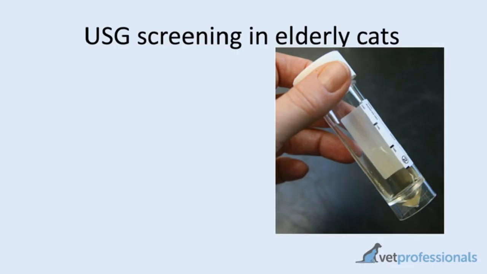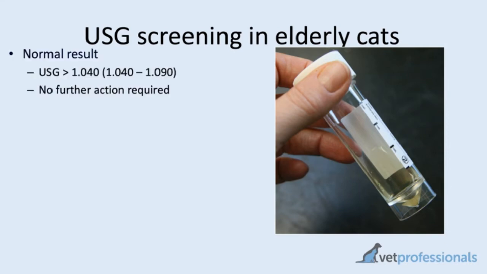And in terms of how we interpret our urine specific gravity results, I would consider a USG greater than 1040 to be absolutely normal, good evidence of renal concentrating.